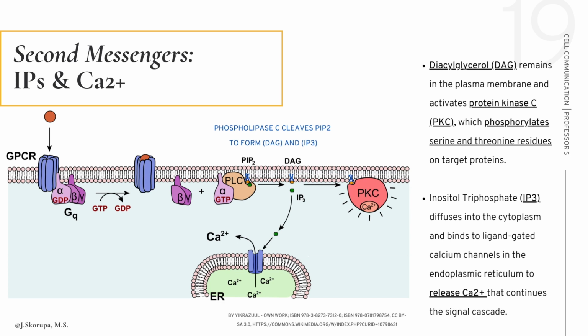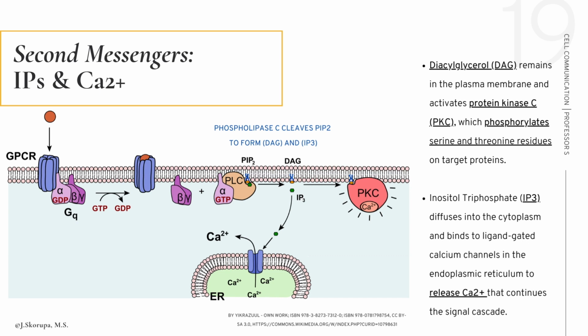Once PIP2 is cleaved, DAG, diacylglycerol, remains in the plasma membrane and activates protein kinase C, PKC, which then phosphorylates serine and threonine residues in its target proteins. On the other hand, IP3 diffuses into the cytoplasm and binds to ligand-gated calcium channels in the ER, the endoplasmic reticulum, to release calcium ions that continue the signal cascade. Take a moment to study this relay pathway. You might even want to pause and draw it out for your notes.